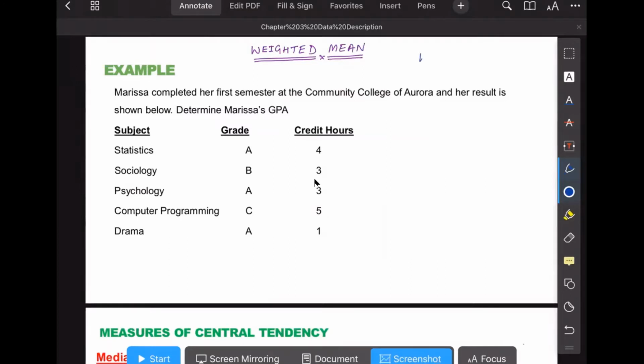Okay, so GPA is the weighted mean. And what was the formula for the weighted mean you copied? I think it was the weighted mean equals the sum of X times W divided by the sum of W. W is the weight, so the credit hour is your W. Credit hour is W, and the grade is your X.